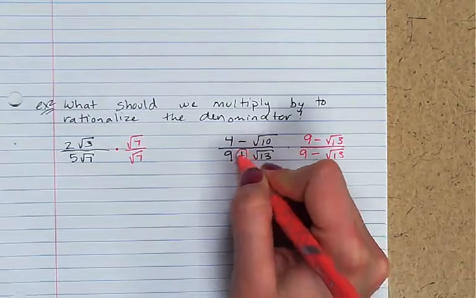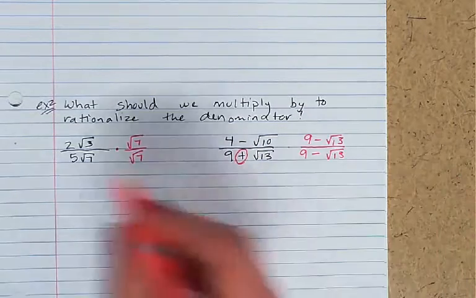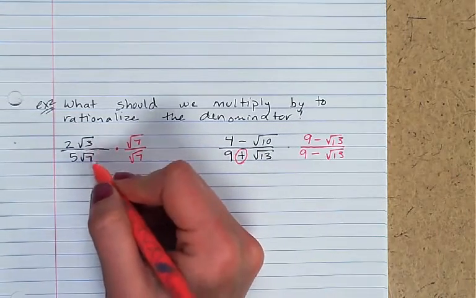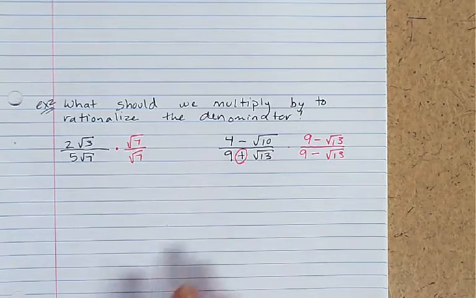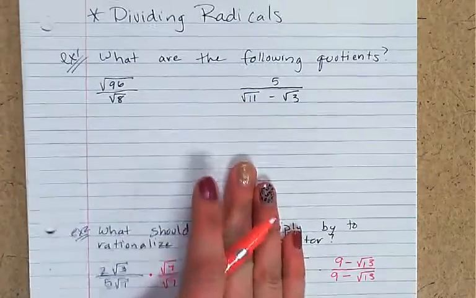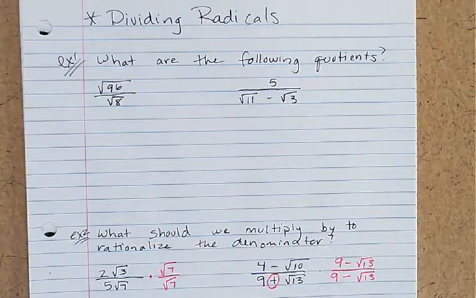That's only if you have a plus or a minus in the bottom do you have to do that. If it's anything being multiplied, you just multiply by whatever the radical is. We don't really care about the 5 in the front. So looking at example 1, it says, what are the following quotients?